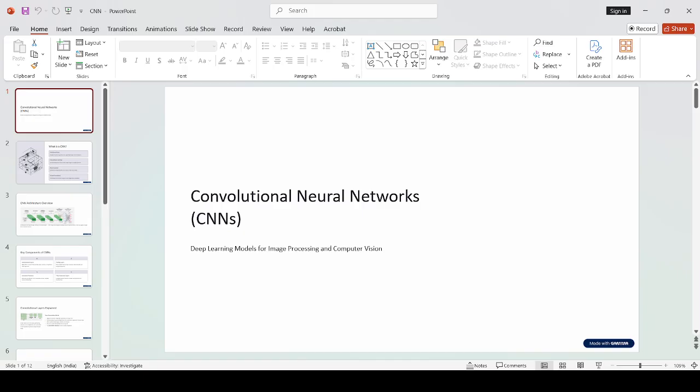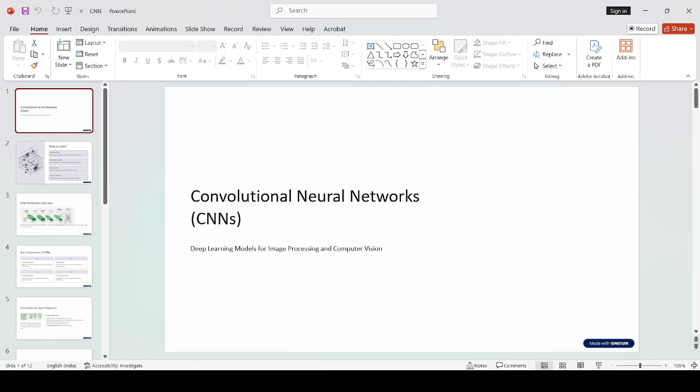Hello everyone. In today's session, we are going to learn about convolutional neural networks, commonly known as CNN. CNN are one of the most important deep learning architectures used for image processing and computer vision. They are widely used in applications such as image classification, face recognition, object detection, medical image analysis, autonomous vehicles, and many other computer vision applications.